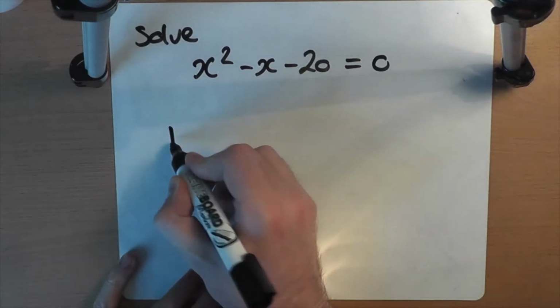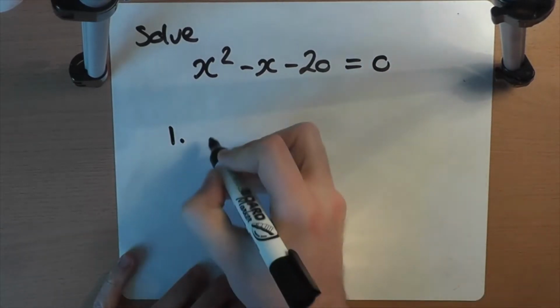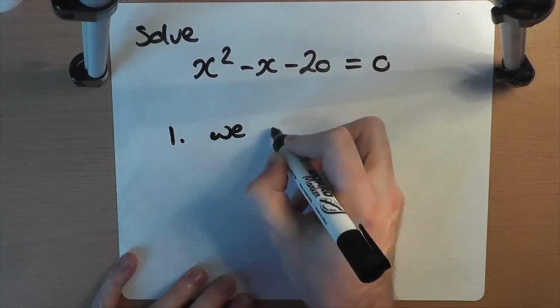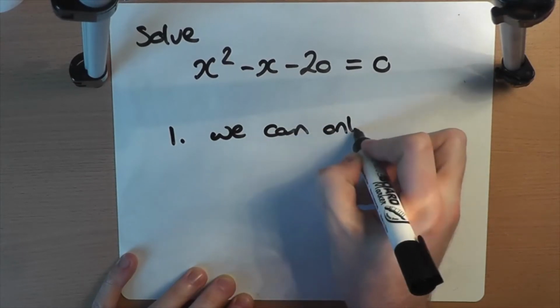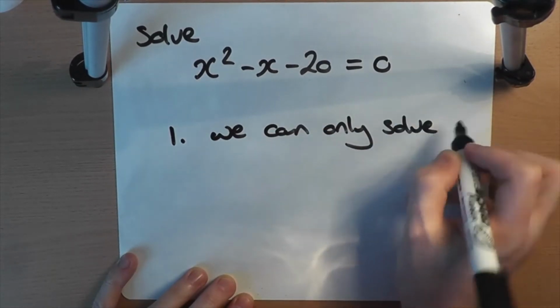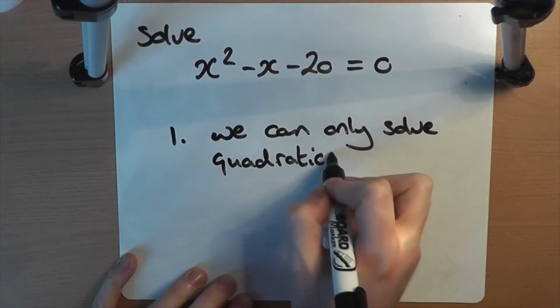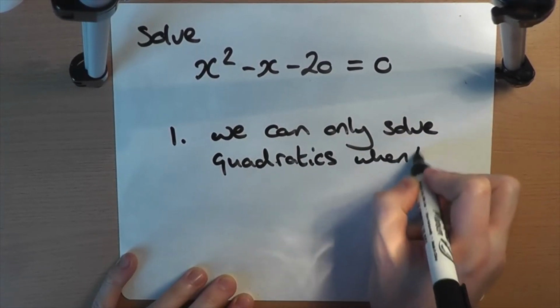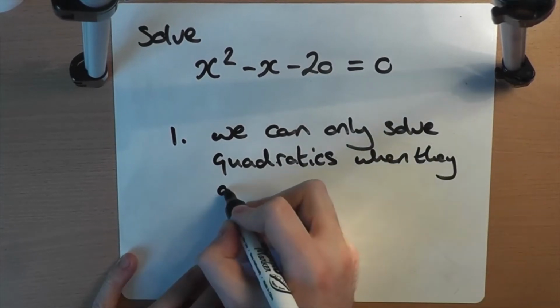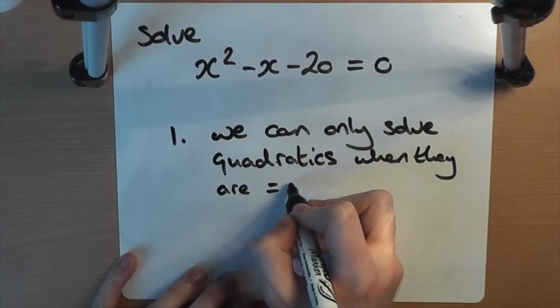The first thing we have to bear in mind when we solve quadratics is that we can only solve quadratics, these type of equations, when they are equal to 0.